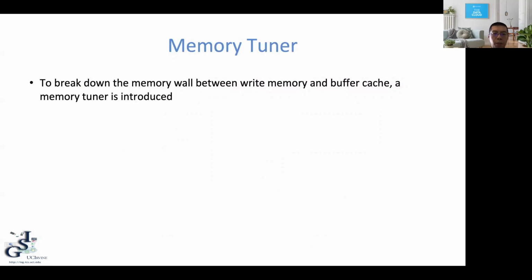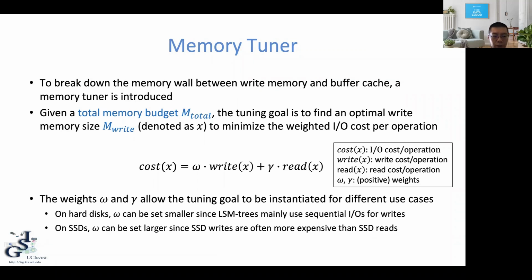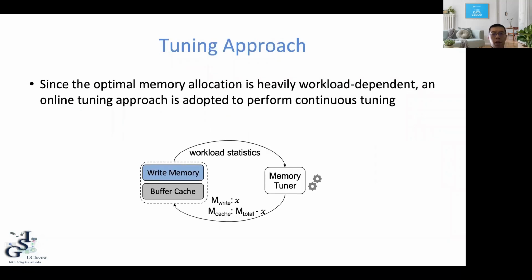Finally, let's look at the memory tuner to break down the memory wall between the write memory and the buffer cache. Given a total memory budget, our tuning goal is to find the optimal write memory size to minimize the weighted I/O cost per operation. There are also some ways to allow the tuning goal to be configured for different use cases. Since the optimal memory allocation is heavily workload dependent, we use an online tuning approach to perform continuous tuning. The idea is that the write memory and the buffer cache periodically report workload statistics to a memory tuner so that the memory tuner can do the memory tuning continuously.